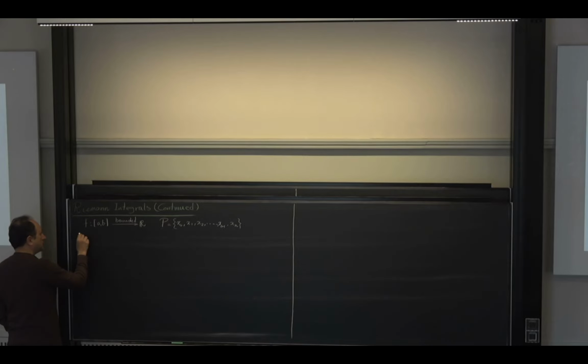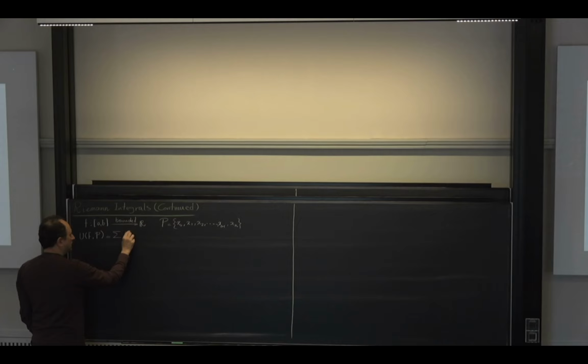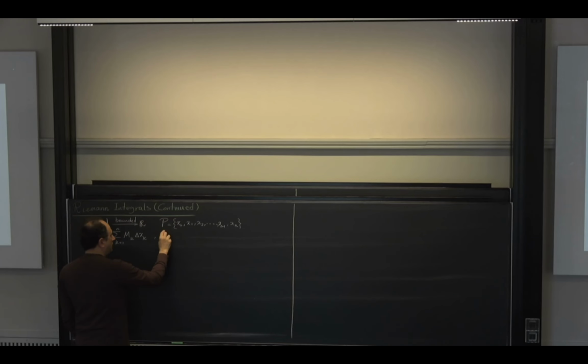You define an upper sum of this function corresponding to that partition P to be defined in this way: sigma capital M sub k, delta x sub k, k goes from 1 to n. And then you define something similar, the lower sum, which is sigma, this time little m sub k, delta x sub k, k goes from 1 to n.